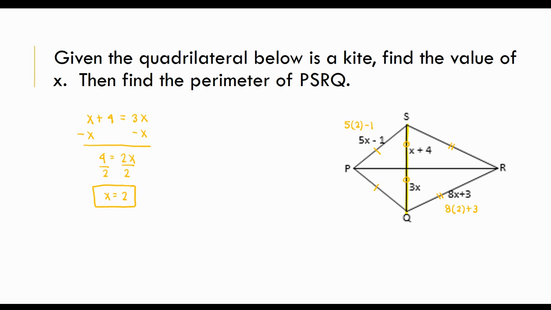So 5 times 2 is 10 minus 1. That gives me a length of 9, not once but twice. 8 times 2 is 16, and 16 plus 3 is 19, so those two sides. So our perimeter is then us adding up all 4 sides. So we're going to take 9 plus 9 plus 19 plus 19. So when I add those 4, we're going to end up with a perimeter of 56.